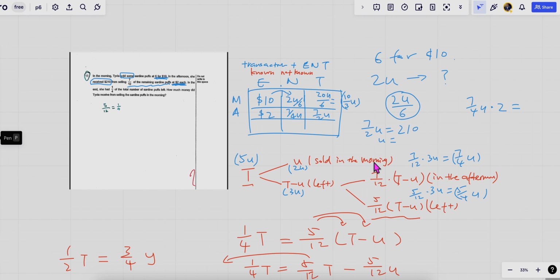Okay, can you help me out? u is equal to 7 divided by 2... wait, 210 divided by 7 over 2. 7 over 2 is 7 divided by 2. I think we need a bracket from 7 to 2, because you want to take 210 divided by that value. So 60. You want to take 210 divided by this whole thing.